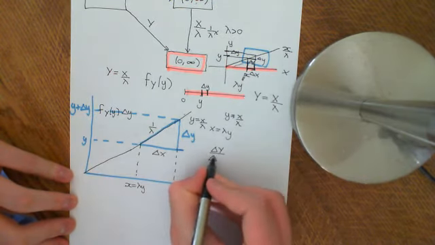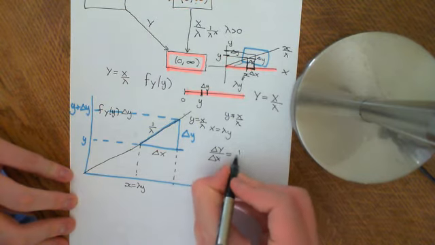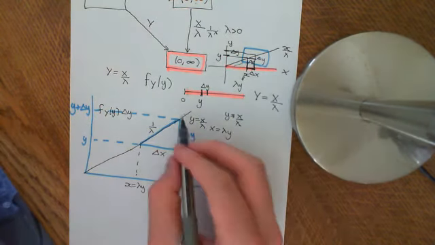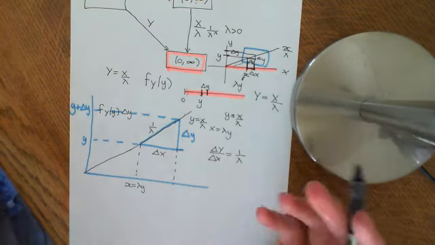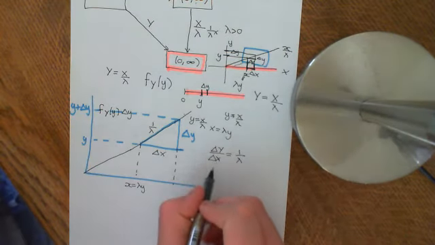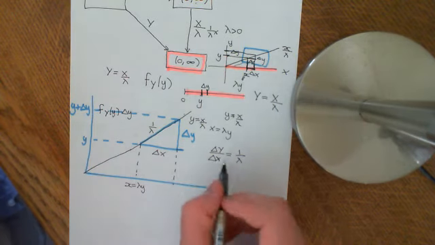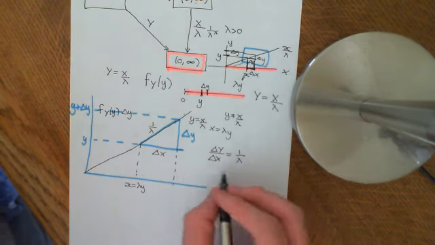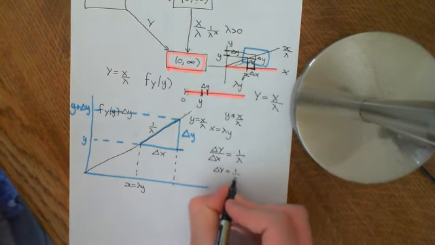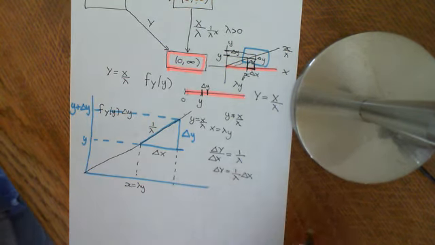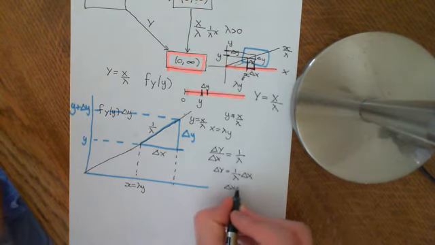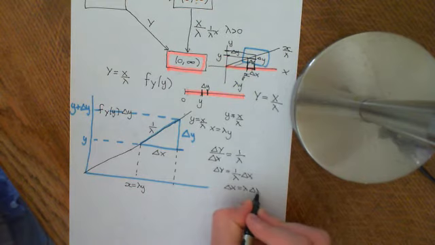So delta y divided by delta x should equal 1 over lambda. In this case we don't even need calculus because it's a straight line graph. This is true whatever you make delta y and delta x; they don't need to be infinitesimal values. So delta y is equal to 1 over lambda times delta x. Okay? So delta x is equal to lambda times delta y.